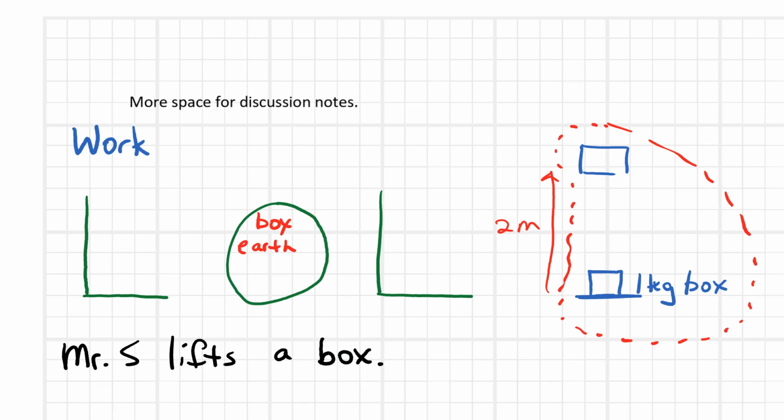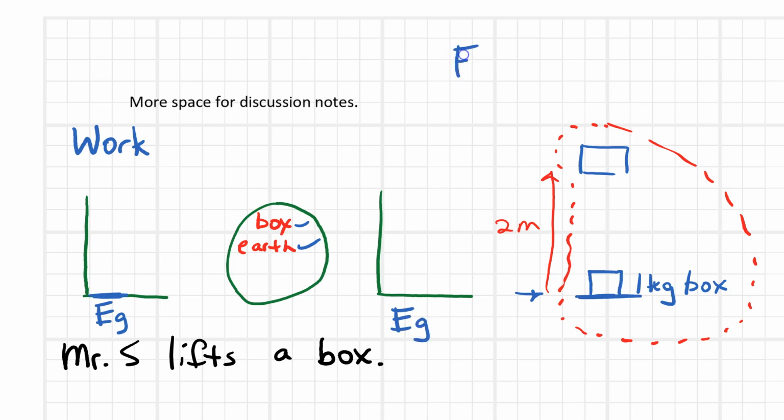So what kind of energy do we have to begin with? Well, we have Eg. We have gravitational potential energy, and that's why I put the Earth in there and the box, because we need to have both of those. And let's say that this is our zero level to begin with. So to begin with, we have no gravitational potential energy. And then at the end, we do have some gravitational potential energy. How much would we have?